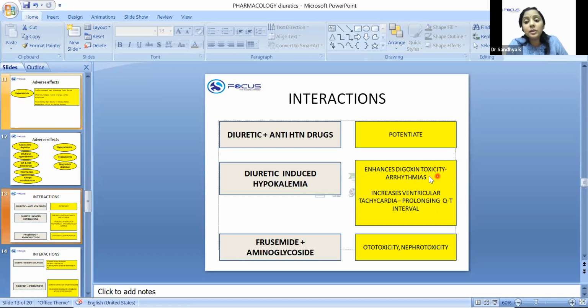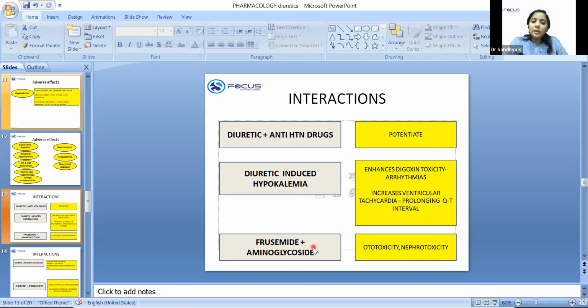There will be digoxin toxicity in the body. If there is an excess amount of digoxin in the body, it will cause arrhythmias. We have given digoxin for treating cardiac failure, and because of the hypokalemia caused by the diuretic, there will be toxicity. So a diuretic should be given very cautiously to a cardiac failure patient who is on digoxin, because it will promote digoxin toxicity, which will result in arrhythmias. Another effect of this hypokalemia is that it increases ventricular tachycardia. It also prolongs the QT interval in ECG.